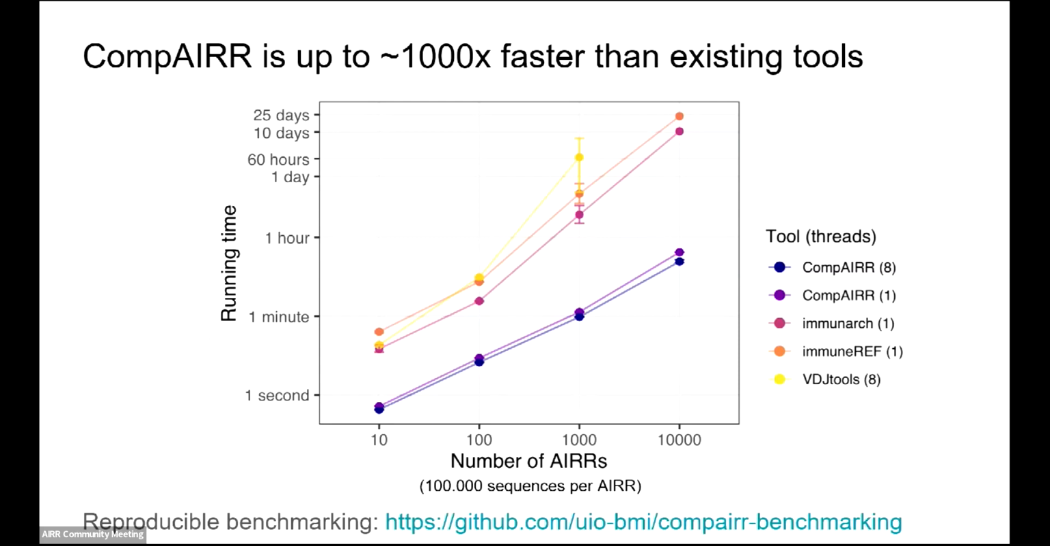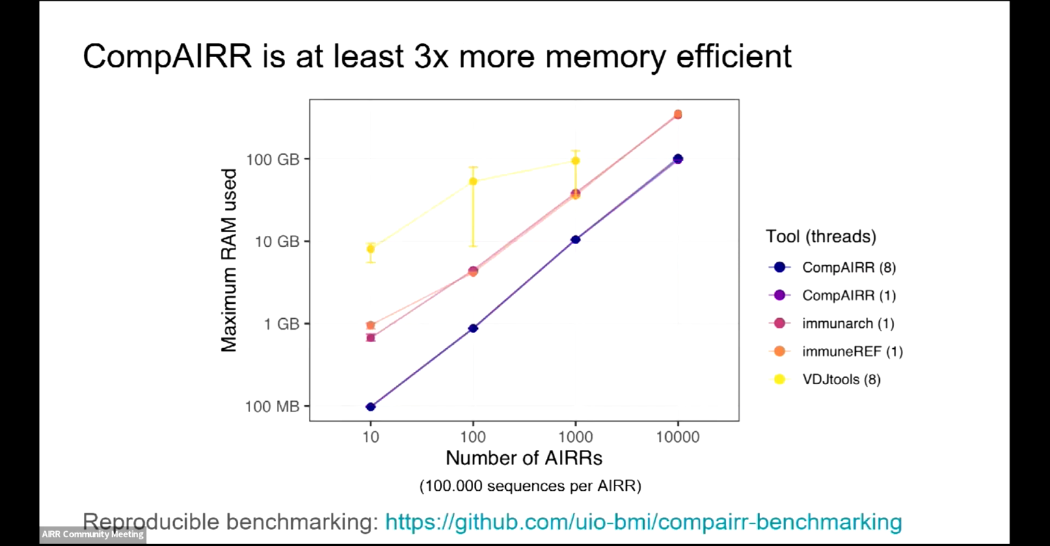And here I'm showing the running time of the different tools. I'm including two versions of CompAIRR, one with a single thread and one using the multi-threading option. The fastest version of CompAIRR with multi-threading took only 17 minutes on this largest data set to compare all against all, whereas immuneARC took 10 days, immuneRef took 23 days, and VDJtools did not complete due to memory limitations. So CompAIRR is also more memory efficient than these other tools, and it used at most 1/3 of the memory compared to the other tools.